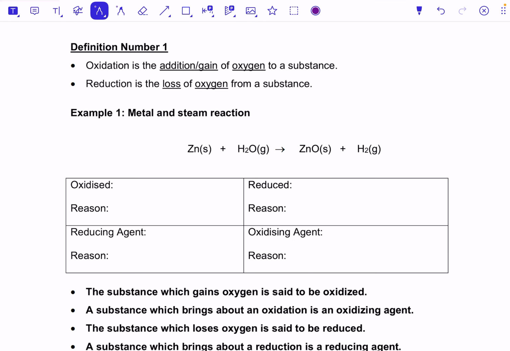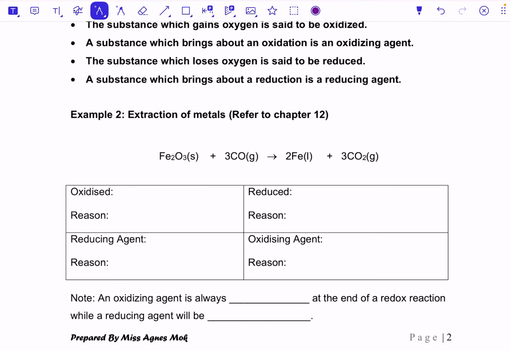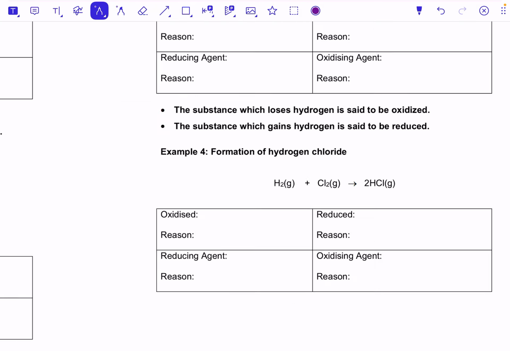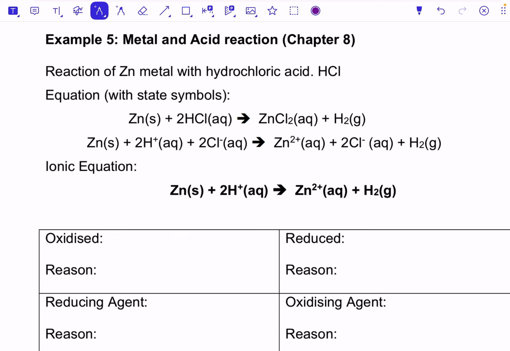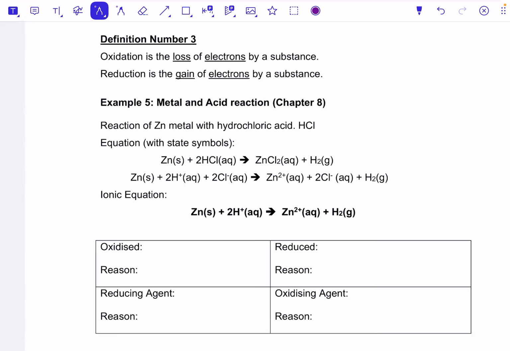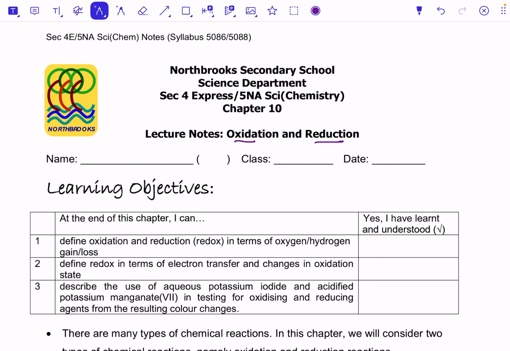If I go to page 2, you can see this reaction of a metal and steam. You learned it last year, so it's not new. This reaction, you may not have learned last year, but other reactions like question 4, combination reaction, or acid plus metal reaction, you have learned before. So you are actually looking at reactions that you have learned before, but we are taking the angle of looking at whether these reactions are oxidation and reduction reactions.